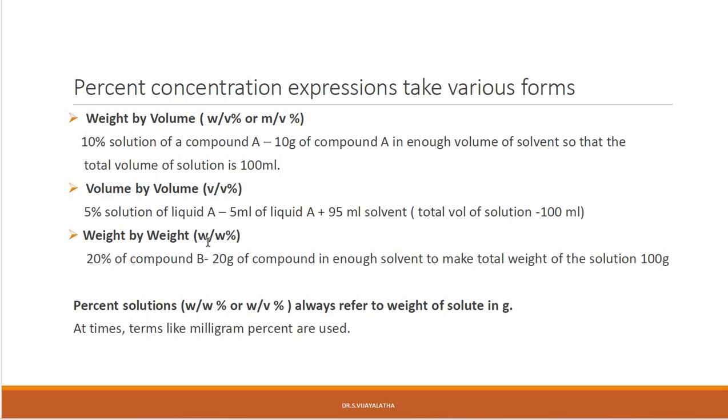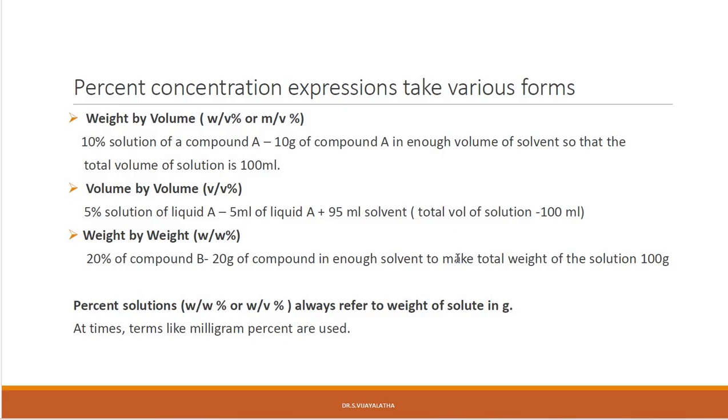Weight by weight means suppose it is 20%, 20 grams of the solute in 100 grams of the solution. And we have to remember that percent solution, whether it is W by W or W by V, where we are weighing the solute, always it refers to the weight of the solute in grams, though it is not mentioned. If it is put as percent, it means the weight should be in grams. But nowadays we see sometimes terms like milligram percent used, where they want the solute to be weighed in milligrams. So if it is so, it has to be mentioned. If it is not mentioned, it is always the weight in grams.